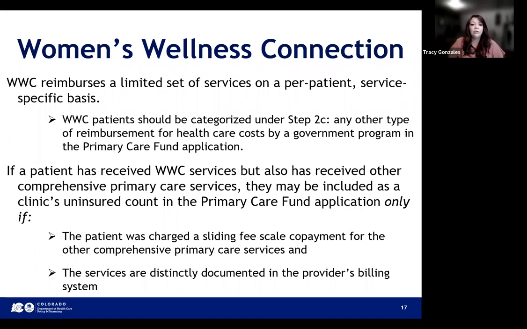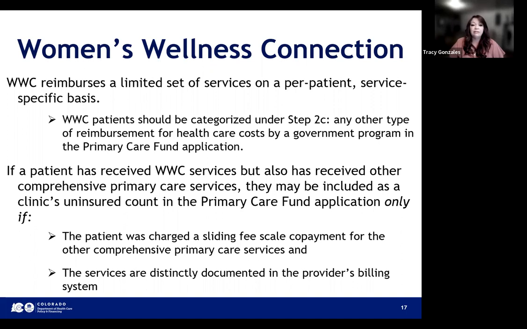Women's Wellness Connection reimburses a limited set of services on a per patient service-specific basis. WWC patients should be categorized on your application under Step 2C. However, if the patient received WWC services and also at that appointment received other comprehensive primary care services, they can be included in your clinic's uninsured count on your application, but only if the patient was charged a sliding fee scale copayment and if the services are distinctly documented in your provider's billing system.